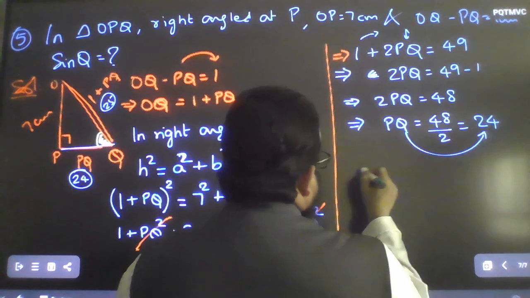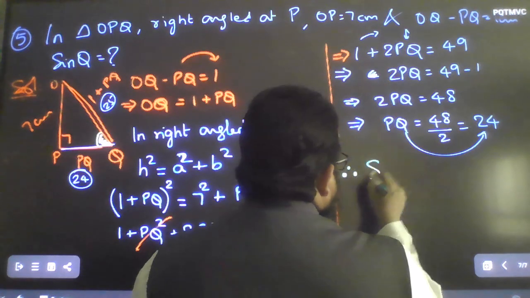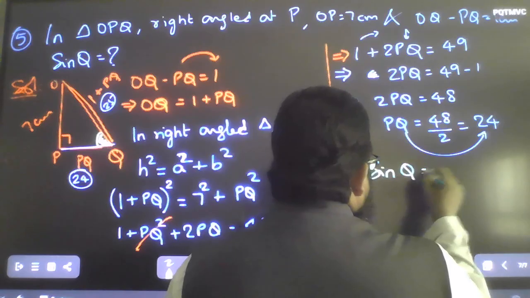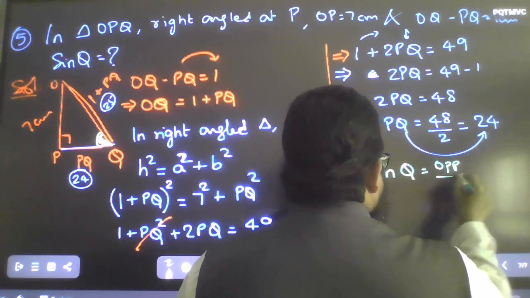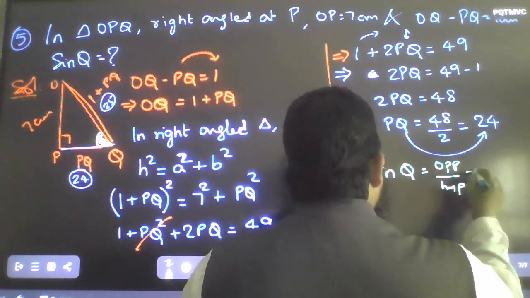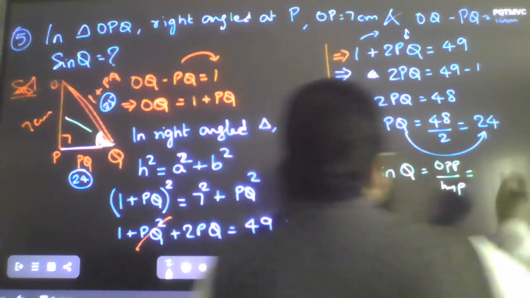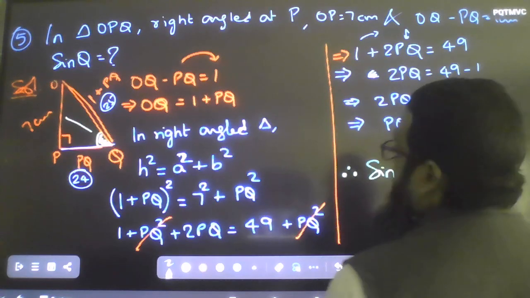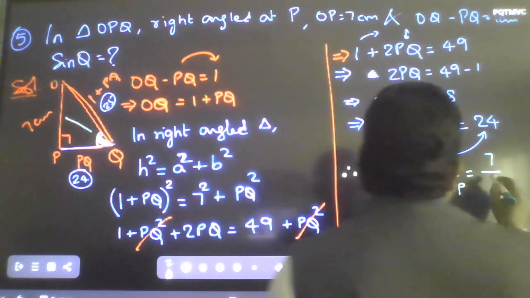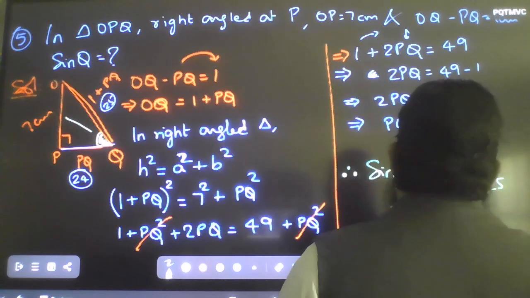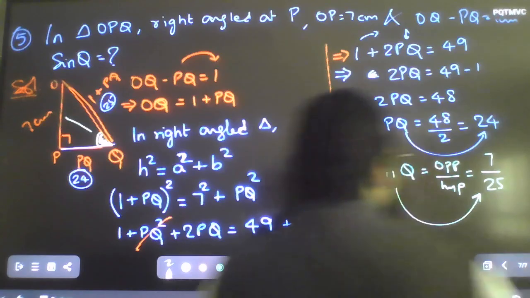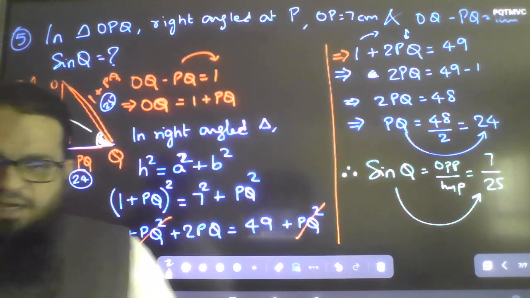Therefore sine Q is equal to opposite by hypotenuse. What is opposite to Q? Opposite to Q is 7 centimeters, divided by hypotenuse, which is 25. So therefore sin Q is equal to 7 by 25.